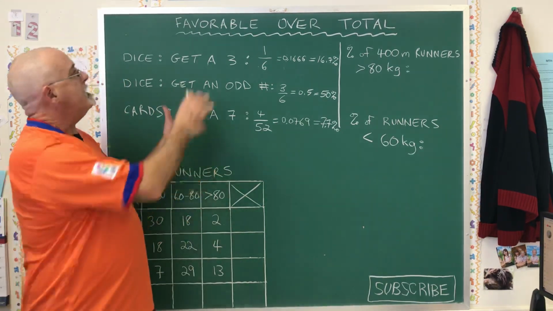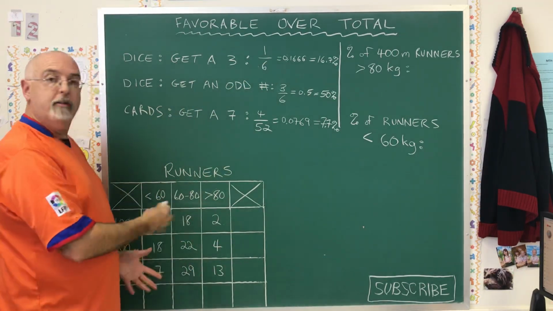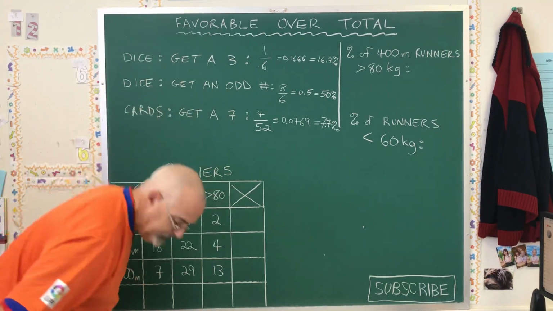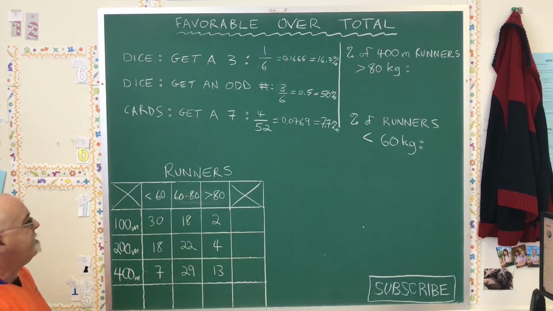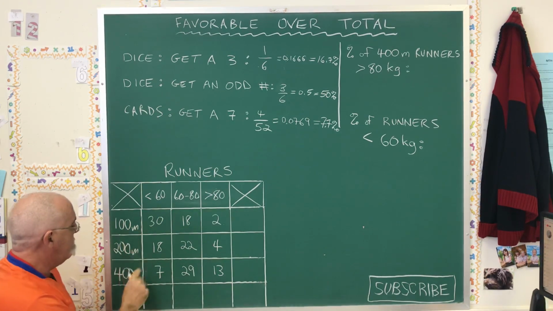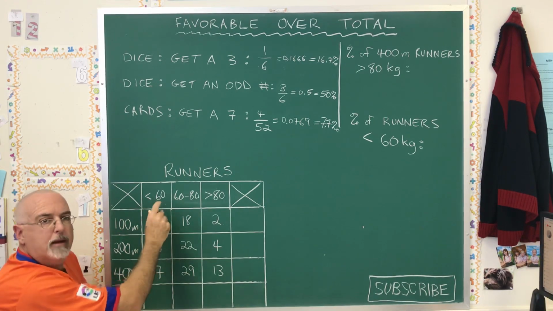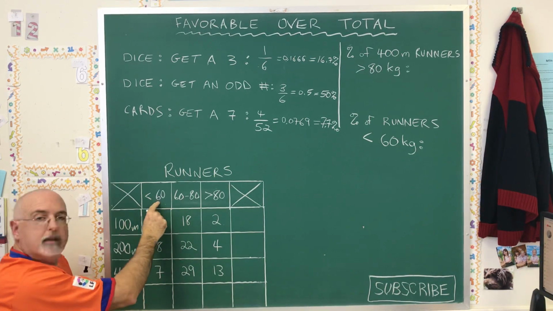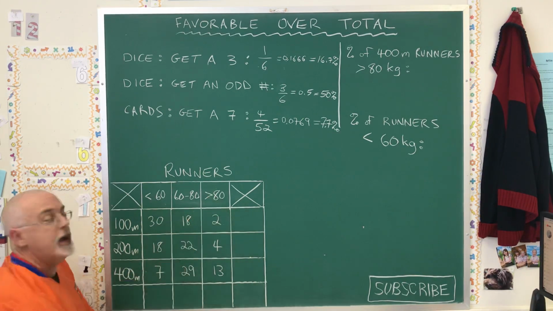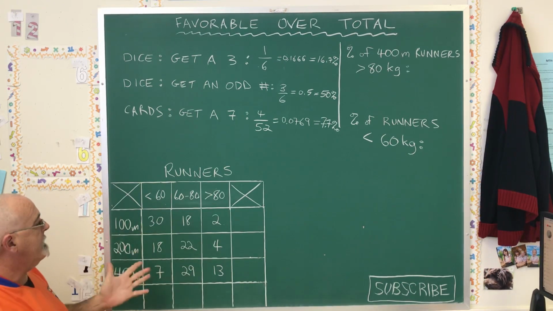Now let's look at using favorable over total for a different type of question where we have more information to work with. So I've created a table here, which is about runners in track and field. And what we have here is 3 different distances, the 100 meter, 200 meter, 400 meter distances, and 3 different weight classes. So people who weigh less than 60 kilograms are here, between 60 and 80 kilograms are here, and greater than 80 are there. We have numbers for all of these in our data.